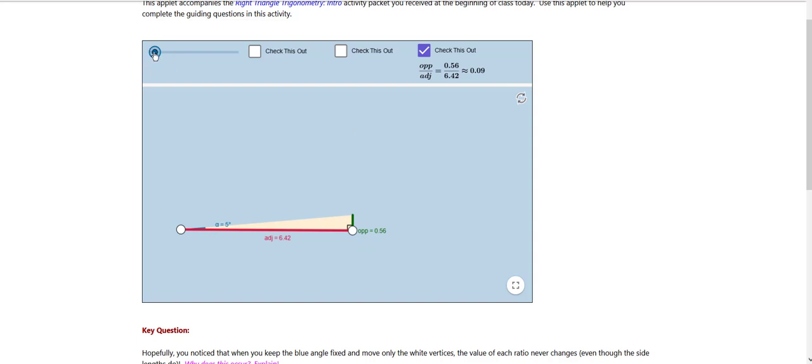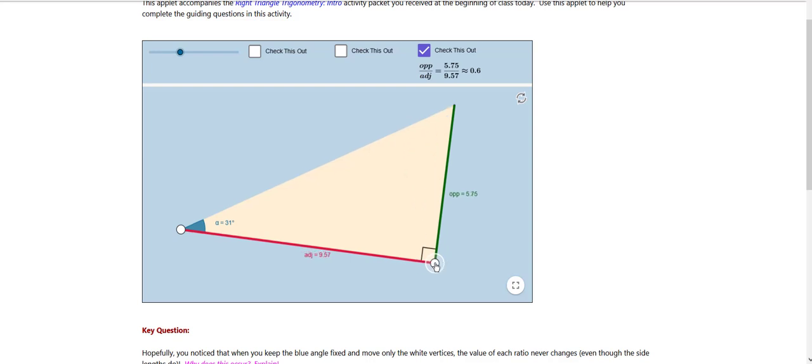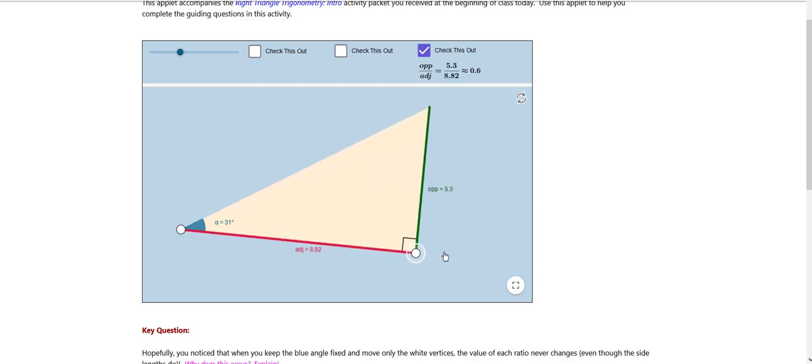Okay, so those are some things that are worth showing. Another thing I want to show you is that if you keep the angle the same, which I'm doing here, then the ratio is going to stay the same.